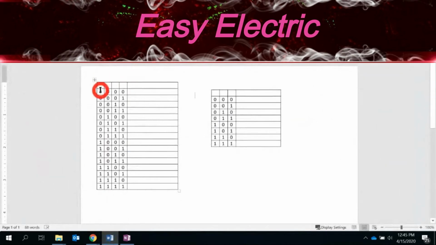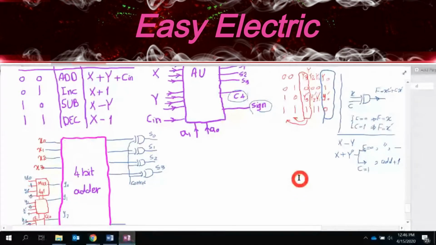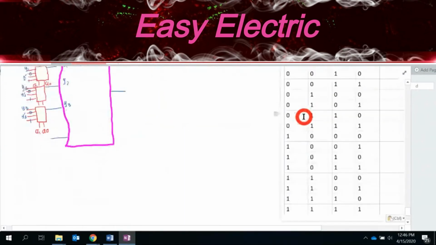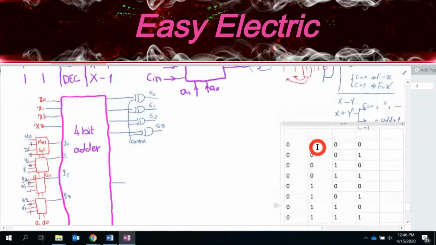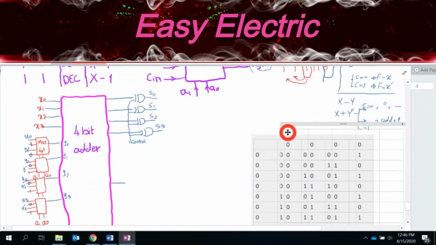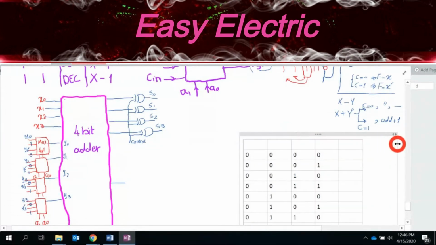So let me borrow something from another file. Just copy this and paste that somewhere here. Yeah, I put that here. Maybe expand that. Okay. So I don't know, it could be that. Yeah, we could do that.